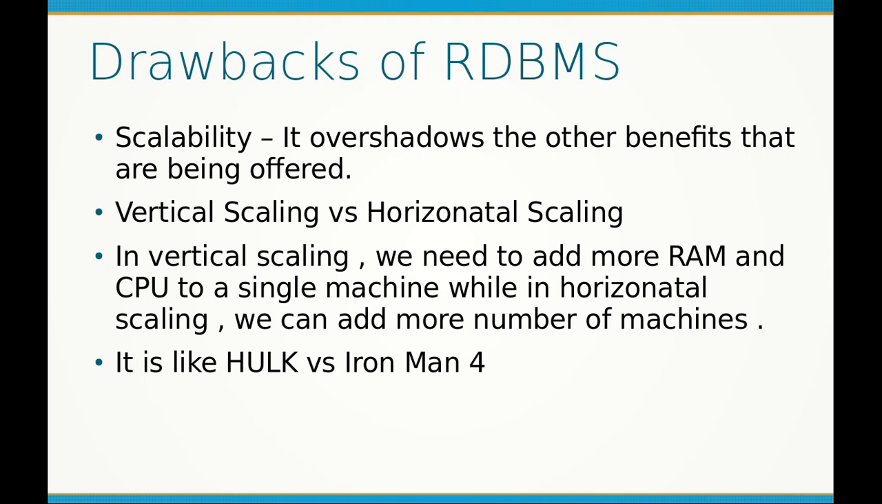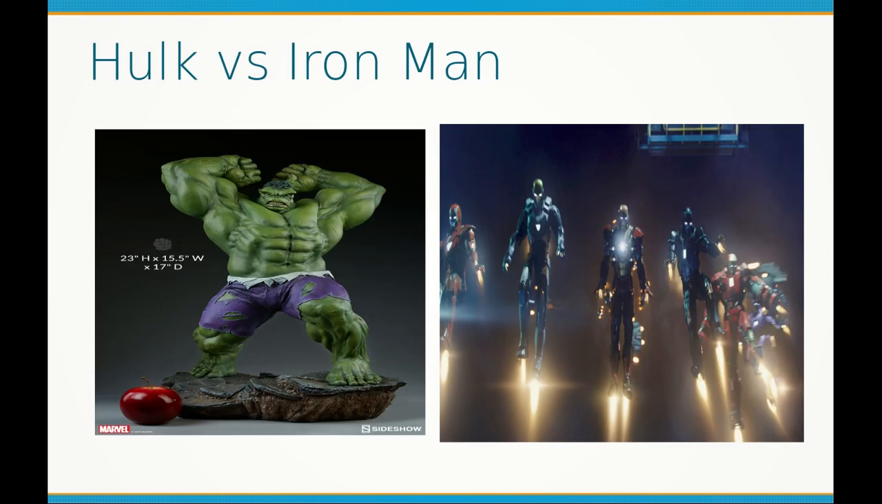Whereas in horizontal scaling, we can add multiple laptops interconnected to each other, and everyone can divide a job into different parts and do some processing. So this is the difference between vertical scaling and horizontal scaling. If you have watched Avengers, there's only one Hulk. Hulk is muscular, has a strong build, but he's a single person. But if you watch Iron Man 4, Iron Man can be multiple. There can be thousands of Iron Mans, and each can do a little bit of work. This is the comparison we can draw between the RDBMS system and the big data systems. You can see the image, Hulk versus Iron Man.